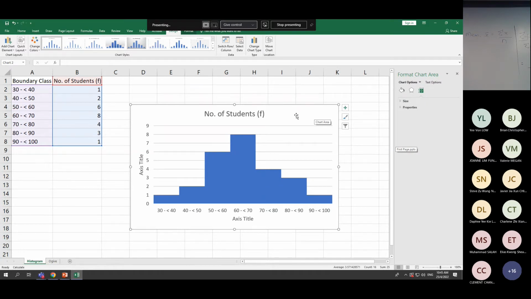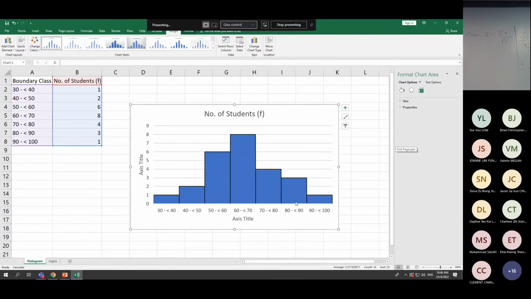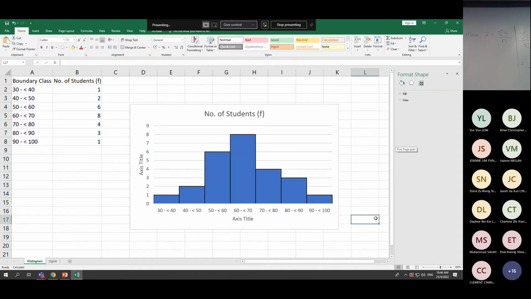Okay, what else do we need to improve? We need to add the border line for each bar. So you move your mouse cursor and left-click any area of the histogram. Then you should be able to see this. Right-click the mouse. Then we choose this one, outline. We choose black color, so that we add a border for all of the bars or the classes.